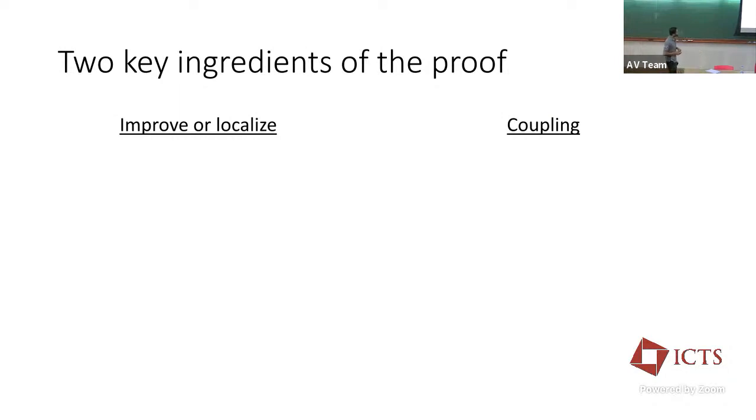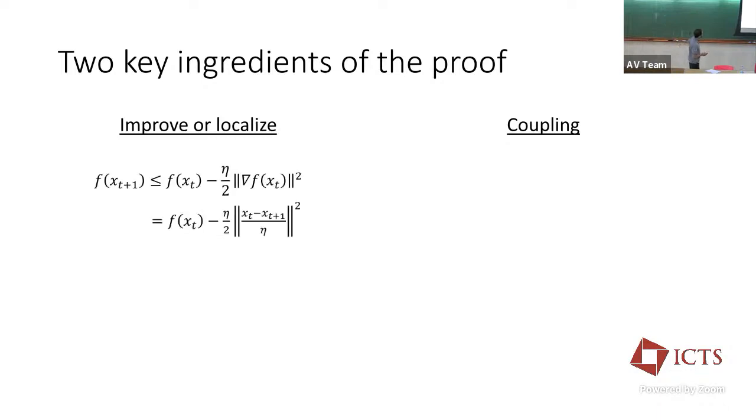So there are two key ingredients of the proof. One is called improve or localize, and the second one is a coupling argument. Improve or localize is very similar to the things that we have done on the board this morning. We recall the same inequality that we did earlier today, which is f of x t plus 1 is less than or equal to f of x t minus theta over 2 times the norm squared of the gradient. This is just because of the smoothness of the function.